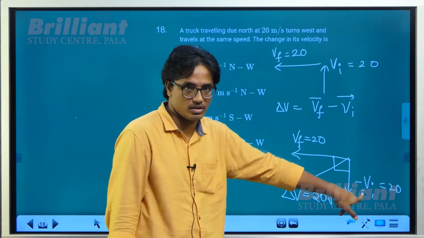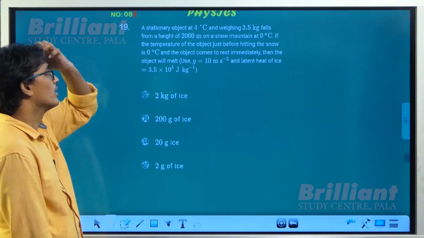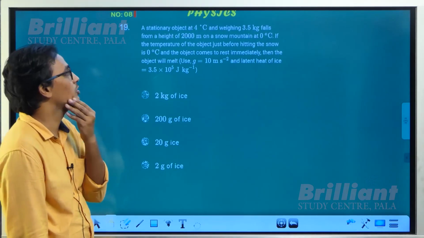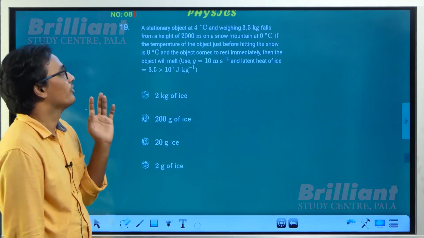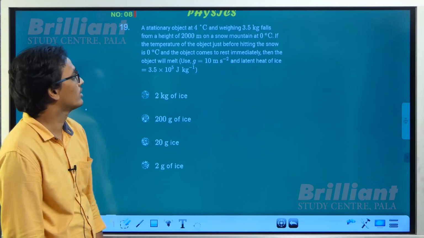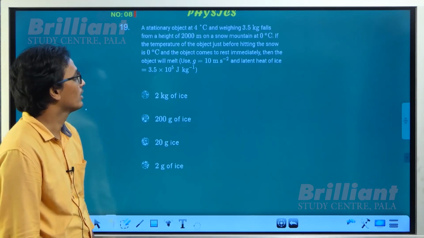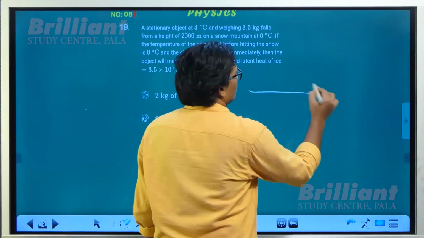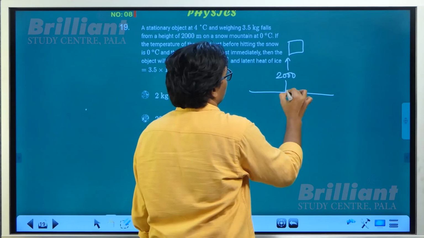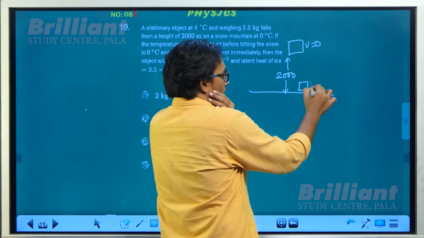Minus VA. A stationary object at 4 degrees centigrade and weighing 3.5 kg falls from a height of 2000 onto a snow mountain at 0 degrees. The temperature of the object just before hitting the snow is 0 degrees and the object comes to rest immediately. How much ice will melt? Initially it is at a height 2000, where its velocity is 0. Here let us assume its velocity is some v.